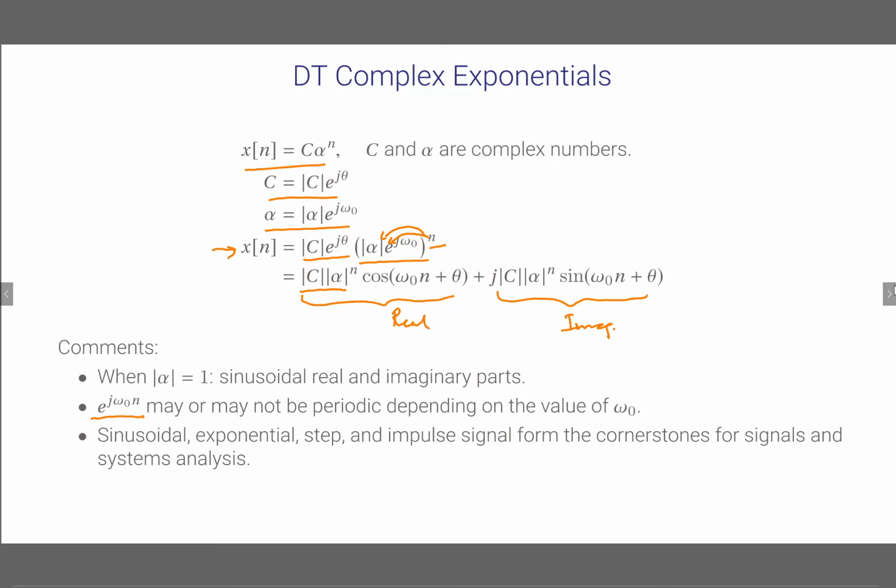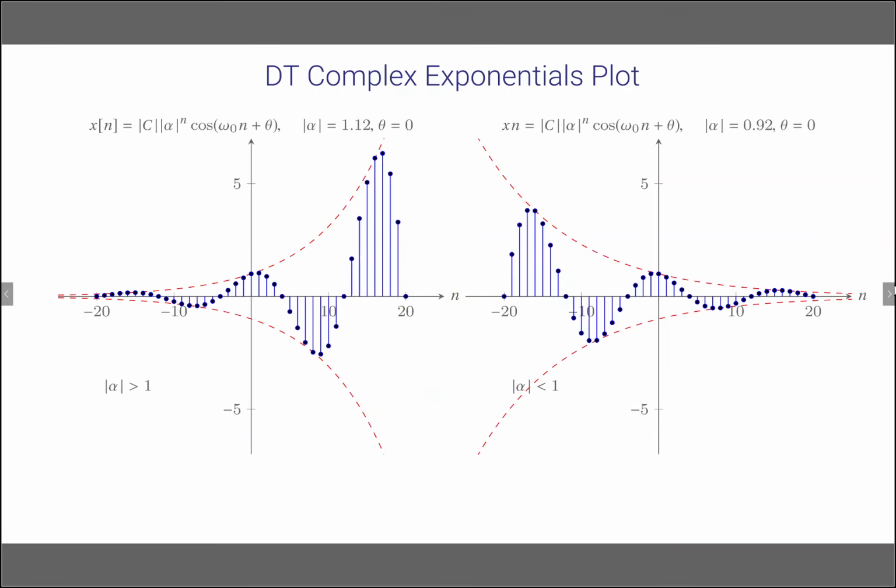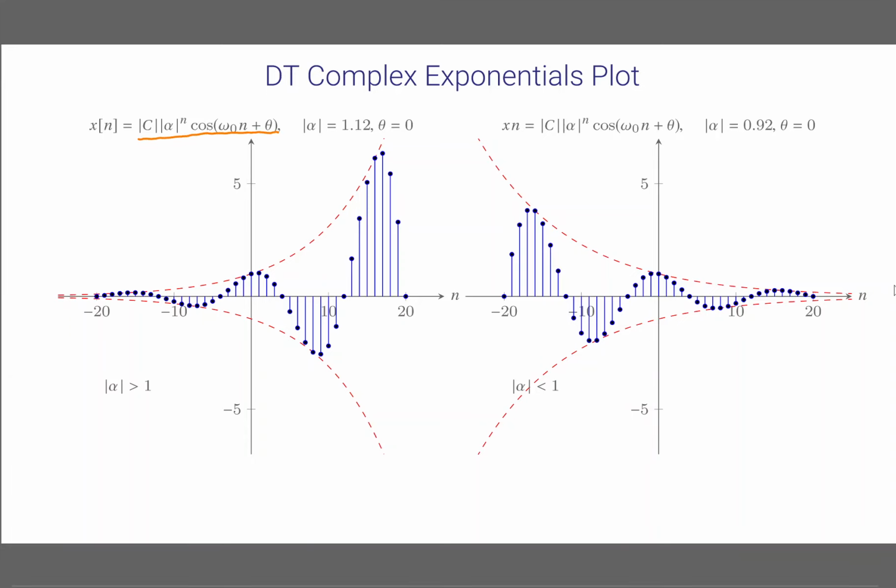So that's why we studied these signals. These come into play when we consider second order systems, continuous time and discrete time and so on. Okay, so now we want to plot this. We once again plot the real part of the signal: magnitude of c times magnitude of alpha to the power of n cos omega naught n plus theta, with magnitude of alpha equal to 1.12 and theta equal to 0.